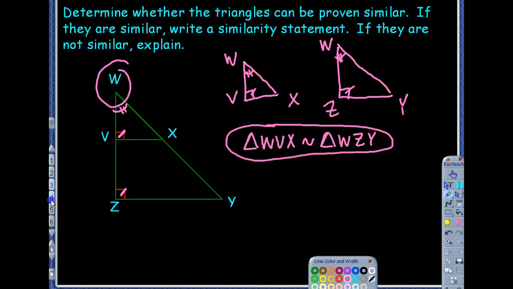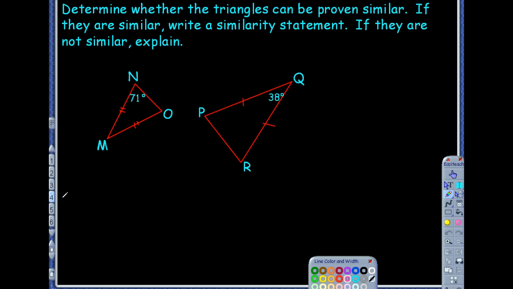Awesome. Okay, for this next example, same directions. Determine if the triangles can be proven similar. If so, again, we're going to write the similarity statement, and if not, we're going to explain. All right, take a look and see what you think.